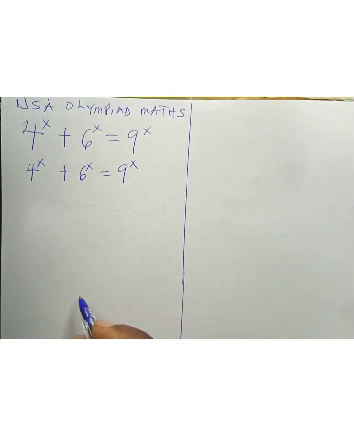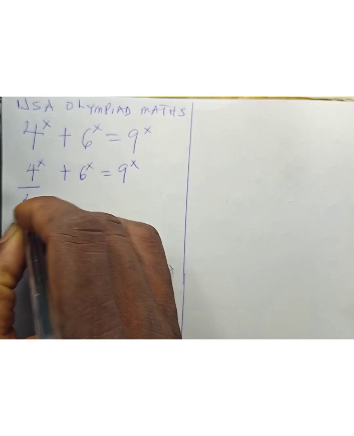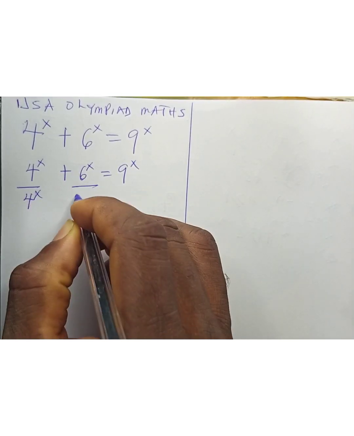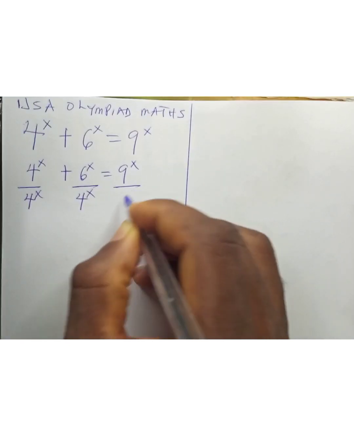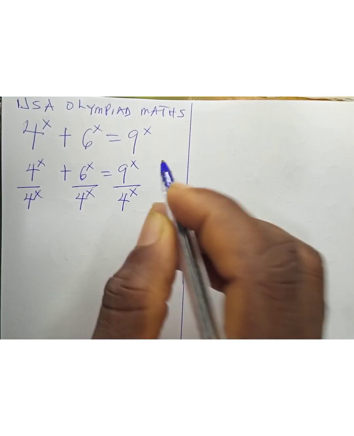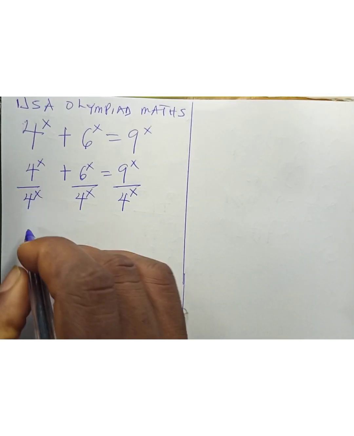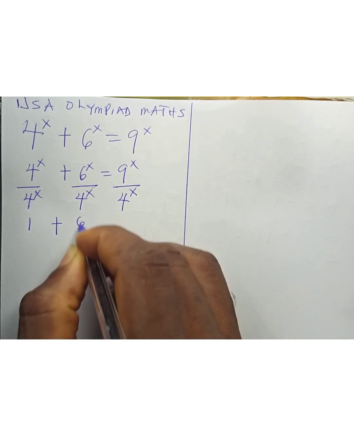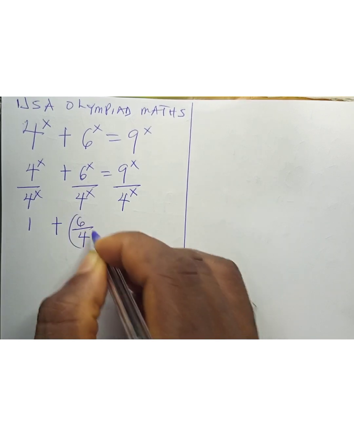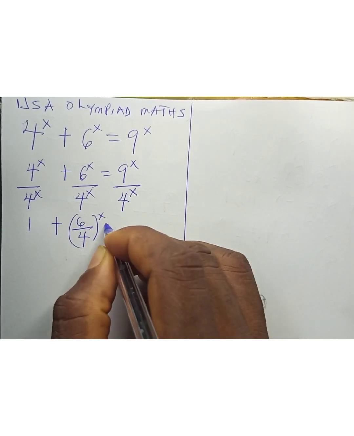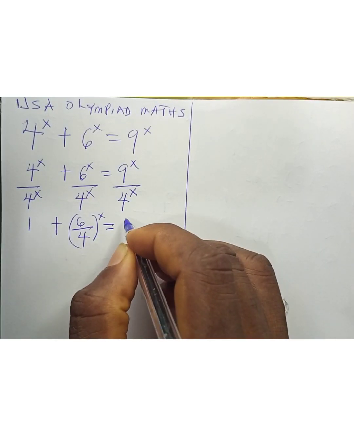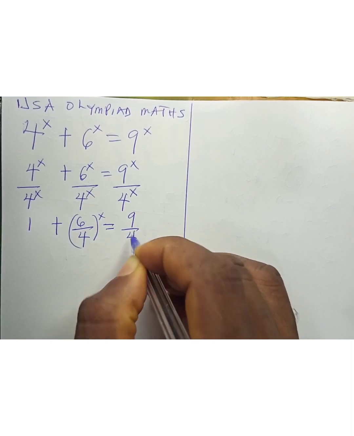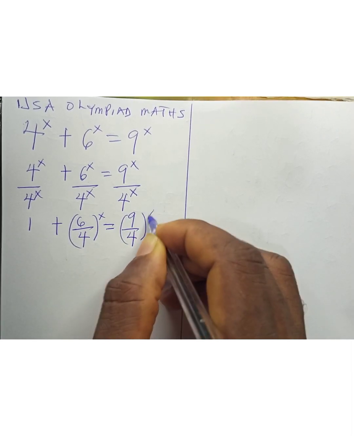What we are going to do now is divide both sides by 4 raised to power x. If we do that, we are going to have 1 plus 6 divided by 4 raised to power x equals 9 divided by 4 raised to power x.